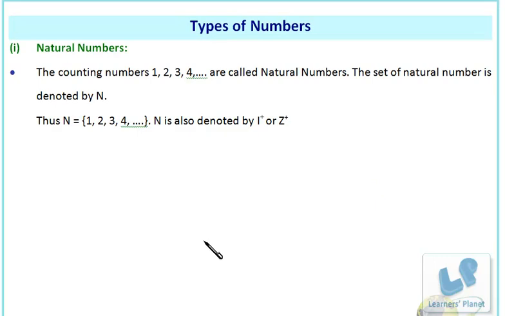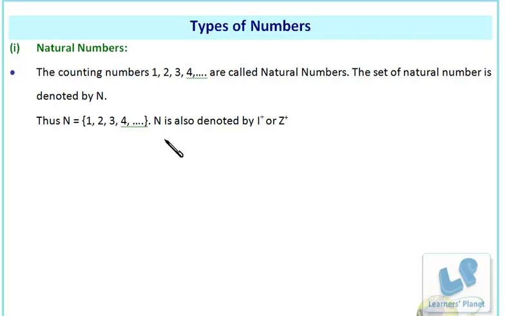Now, the very first type of number is natural numbers, right? You might be knowing what natural numbers are. The counting numbers, that is 1, 2, 3, 4 till infinity, we call them natural numbers. These are the full numbers, or we can say the whole numbers, right?